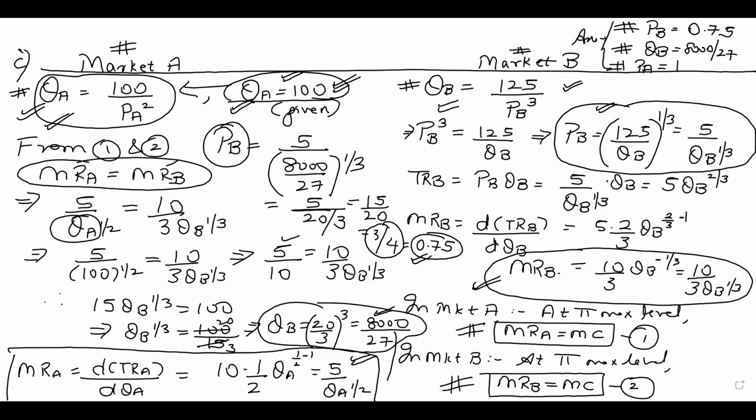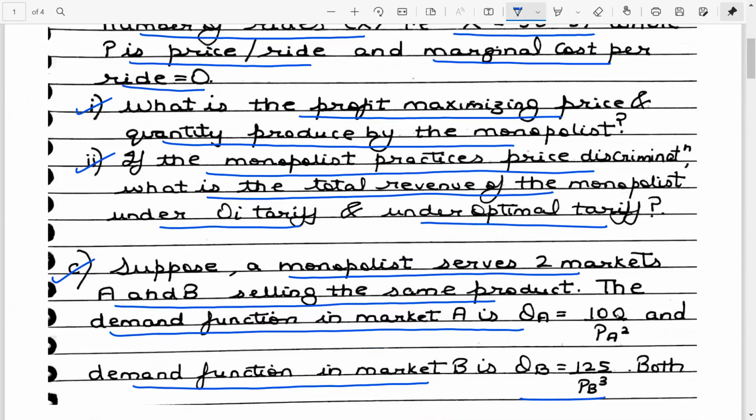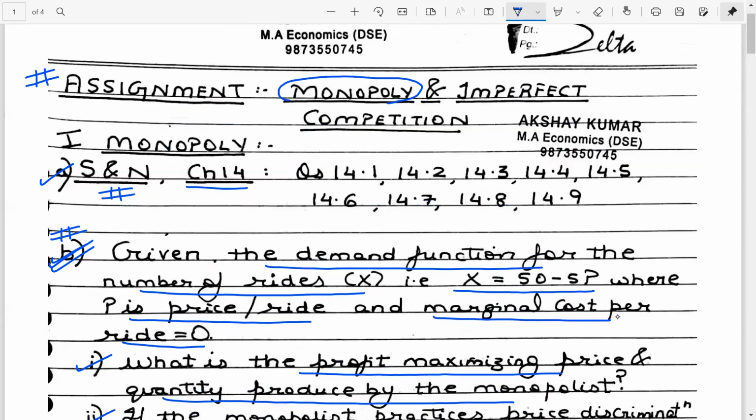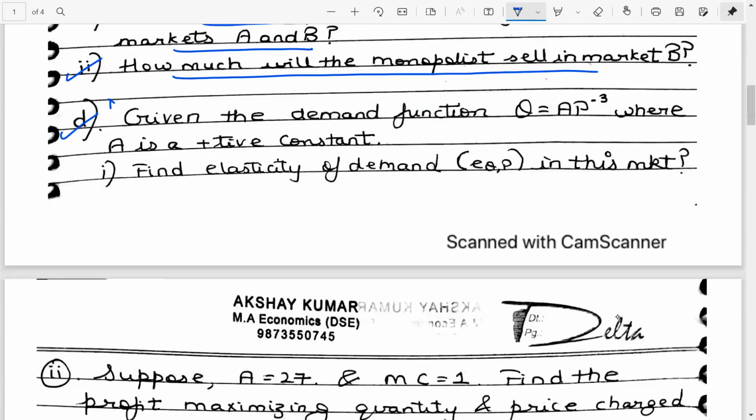Okay, so this is where I intend to stop in this particular lecture. The objective of this lecture was to discuss problems B and C from my assignment on monopoly and imperfect competition. Remember, Snyder and Nicholson back questions we have already solved in my lectures on worked out problems for Snyder and Nicholson. So students can refer to those videos where I've solved the worked out problems for Snyder and Nicholson monopoly. Now in the next lecture, I will start with the discussion from question B onwards from my assignment.